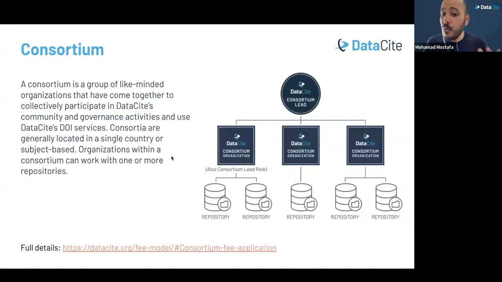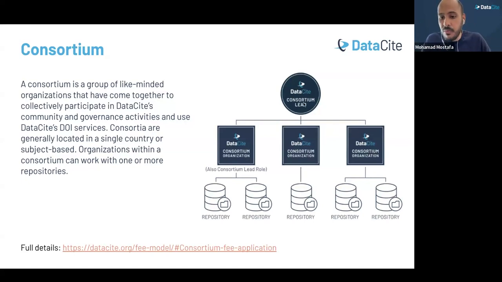We have another model. This is a more sustainable model to join us, and we promote it because it's cost effective. It also increases the global adoption within a specific country or a specific subject area. The second option is a consortium. This is when a group of like-minded organizations or universities come together to start a DataCite DOI consortium. And in this case, we'll have a consortium lead.